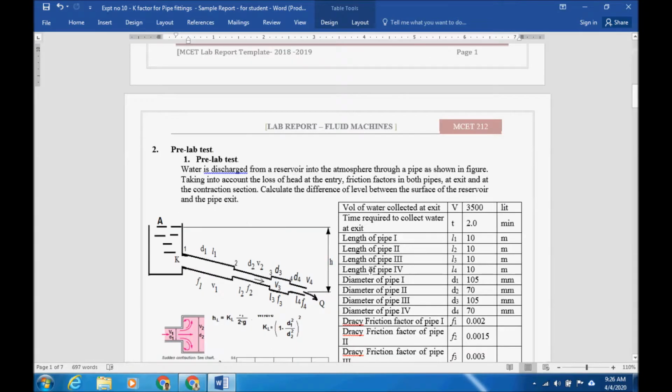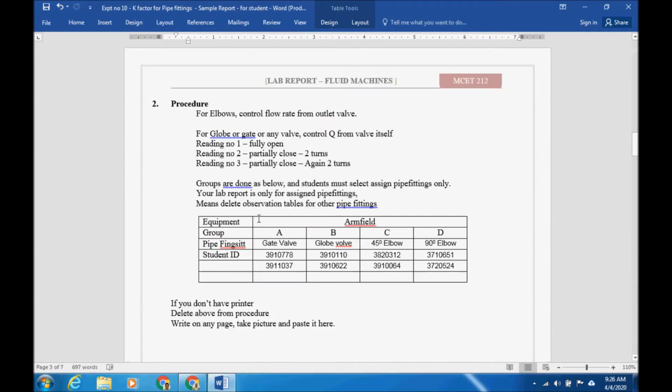Now pre-lab test, I will come back to the pre-lab test. Now procedure: we make 4 groups. Group A has 2 students, group B has 2 students, group C has 2 students, and group D has 2 students. You have to write the observation table for that. Group A has to use only the gate valve on Armfield. Another group, globe valve on Armfield, 45 elbow on Armfield, 90 elbow on Armfield. We can do it on TQ and Gunt also, but today we will consider only Armfield.